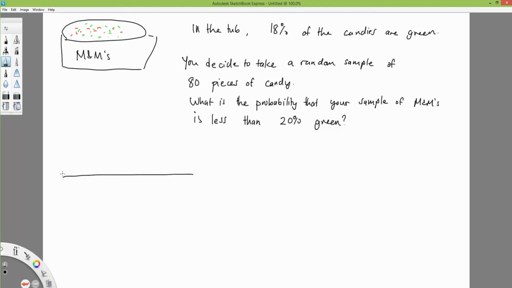So we've got this thing going on, and we said the mean of a sampling distribution, what is the mean of a sampling distribution? Yeah, mu is equal to p. So in our case, mu is equal to 0.18. Maybe I should circle these things again. In the tub, 18% of the candies are green. This means p is equal to 0.18. As you're reading, it helps to identify things, okay?